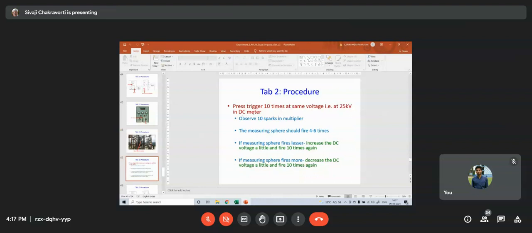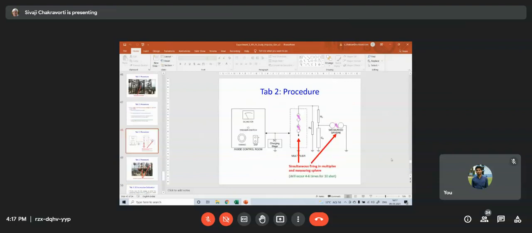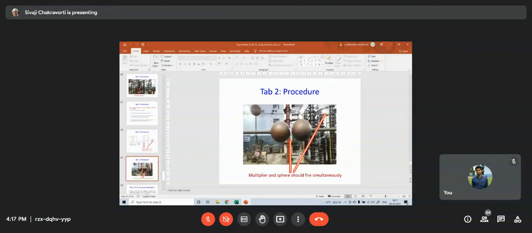I have already said that you press trigger 10 times at the same voltage and observe 10 sparks. The measuring sphere should fire 4 to 6 times, because that is our target, 40 to 60%. If the measuring sphere fires less, then increase the DC voltage and fire 10 times again. If the measuring sphere fires more than 60%, decrease the DC voltage and fire again. That's how we do it. This is a trial and error procedure. And as I already said, simultaneous firing means the sphere has broken down. So we can see there will be a big spark at the sphere, as well as sparks at the impulse generator sphere gaps.